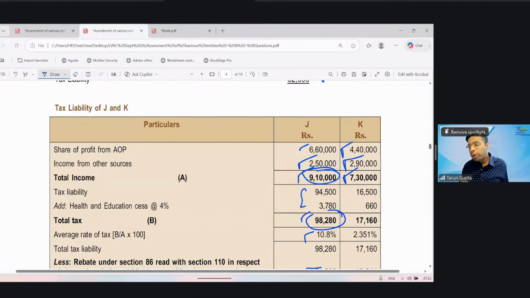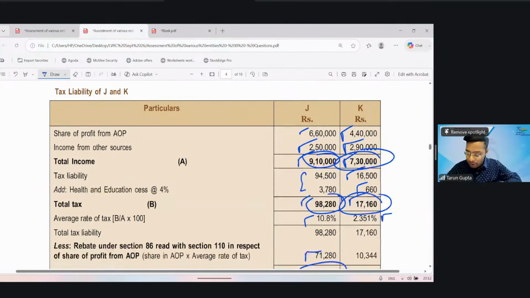Similarly, for K, if you see, the share is 4,40,000, other income is 2,90,000, the total income is 7,30,000, and I'll compute tax on this 7,30,000 under the new regime. For the new regime, up to 4 lakh nil, from 4 to 7,30,000, 5%, it comes to 16,500. Plus cess, the tax comes to 17,160. I'll compute the average rate by dividing the tax by the total income. It comes to 2.351%. So the difference, J is taxable at 10.8% and K is taxable at 2%. Why? This is the difference in the tax rate under the new and the old regime.